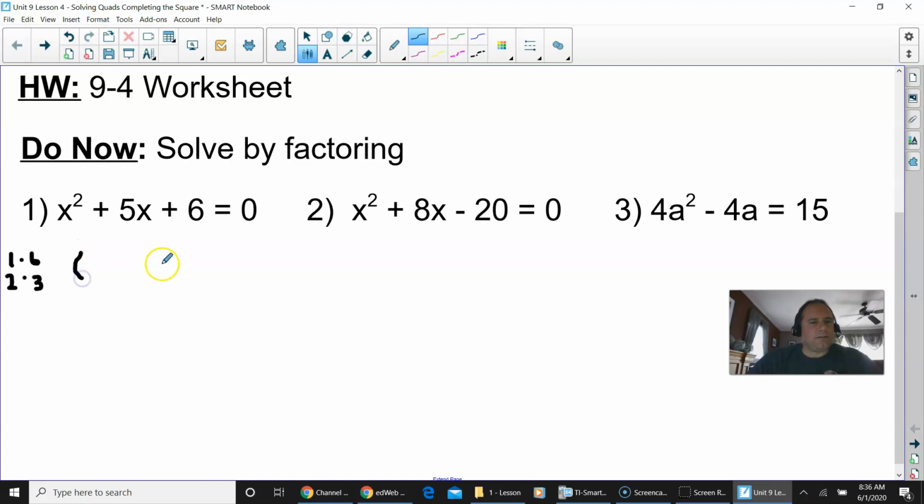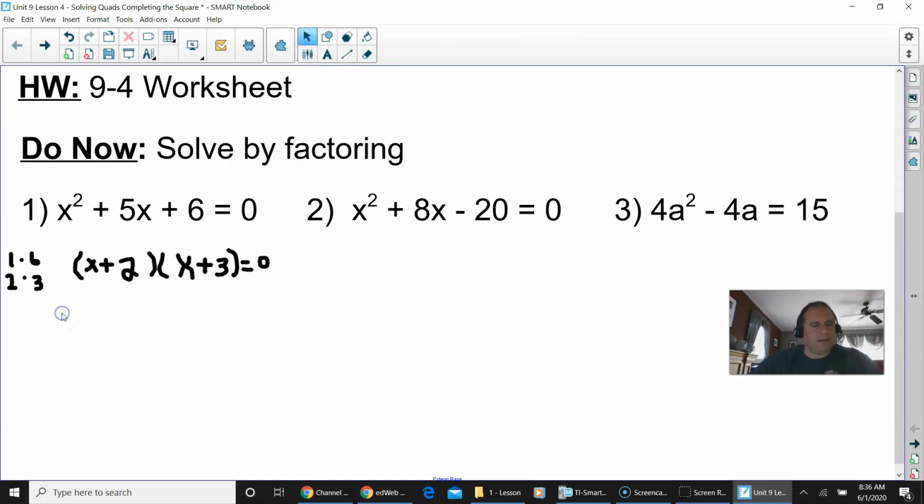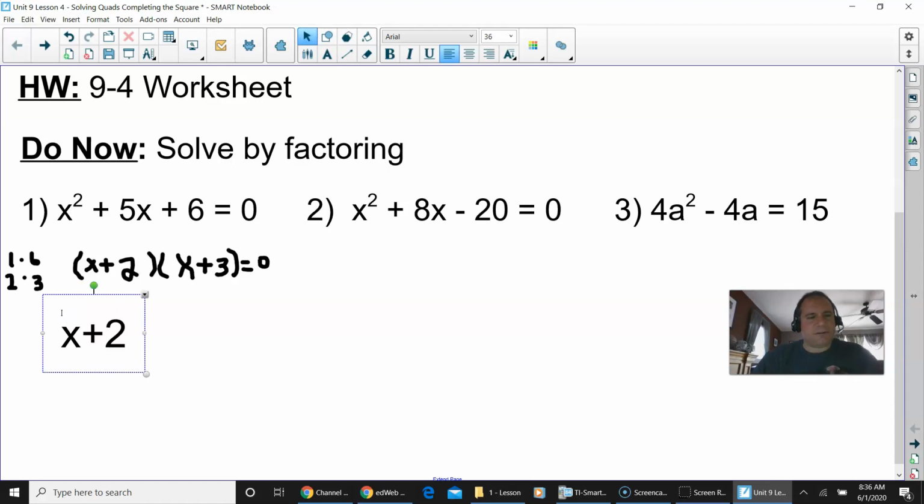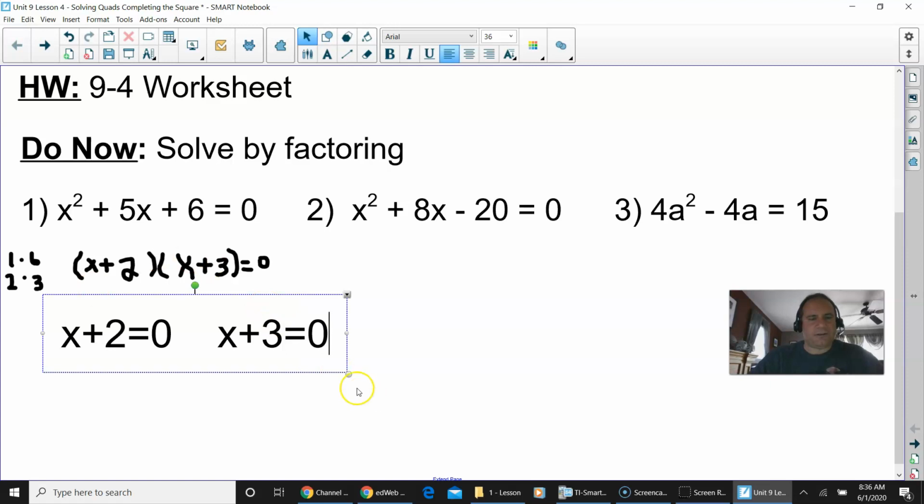So I'm going to go ahead and put my 2 parentheses down, and just remember it's all equal to 0. It's x plus 2 and x plus 3. Remember, after that you are splitting it up into 2 separate equations, where it's x plus 2 equals 0, and we're going to have x plus 3 equals 0. Just like that.